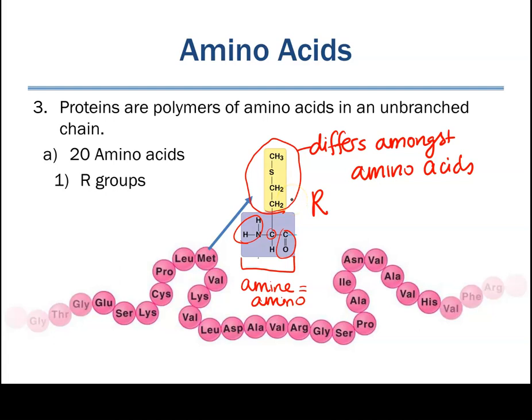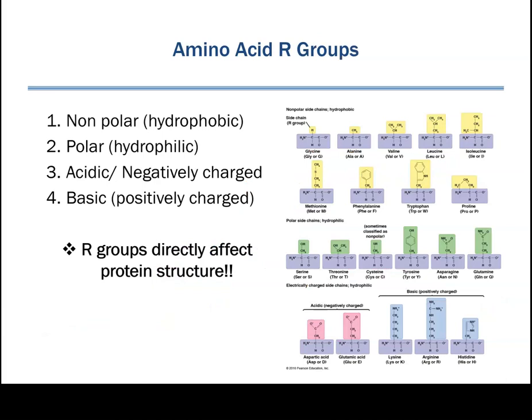And those R groups each have specific properties, and that's going to help make our proteins really, really diverse. There are 20 different amino acids. And those amino acids, as I said, differ based on their R group. So this image here shows the amino acid backbone and then the different R groups that are attached to them.